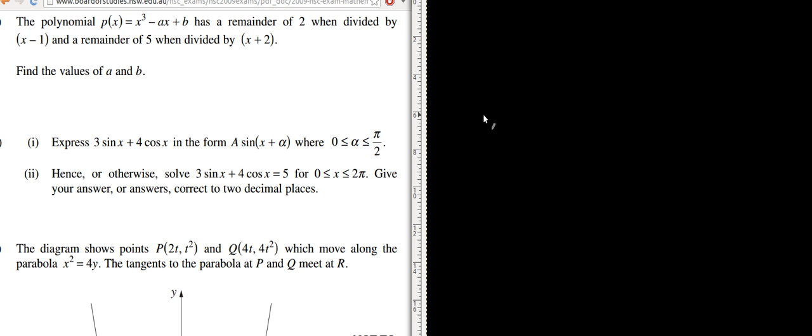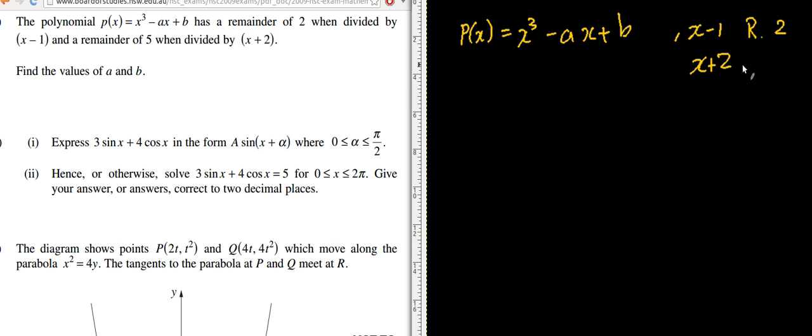Okay, so we're continuing on from question 2 of the 2009 HSC paper. The question says the polynomial P(x), which is in this case x cubed minus ax plus b, has to be divided by, first of all, x minus 1, and it gives a remainder of 2. The second one is divided by x plus 2, and the remainder is 5. So they give me this information. What I need to figure out is what a and b are.